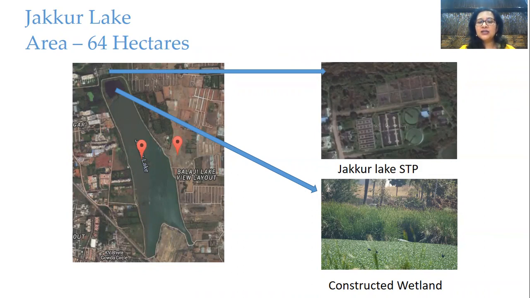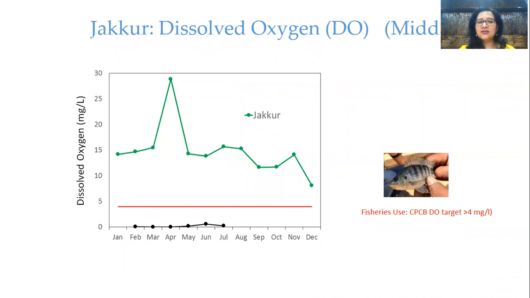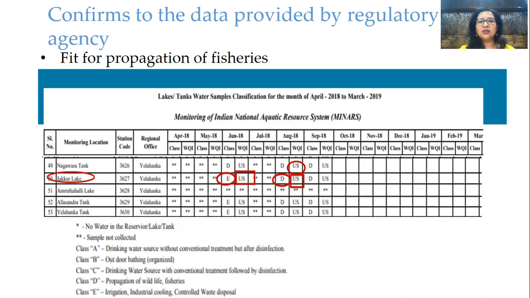Now, you can see here that the dissolved oxygen levels during the middle of the day, during the afternoon, are very, very high. They are double the saturation value, whereas the level required for the propagation of fisheries is just 4 milligrams per liter, which means that the quality of the lake is good enough for propagation of fisheries. This data was also confirmed by the data provided by the regulatory agency, which says that it falls in category D, which means that water quality is good enough for the propagation of fisheries.